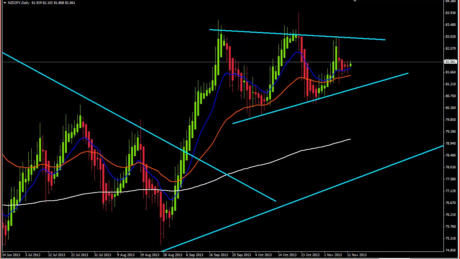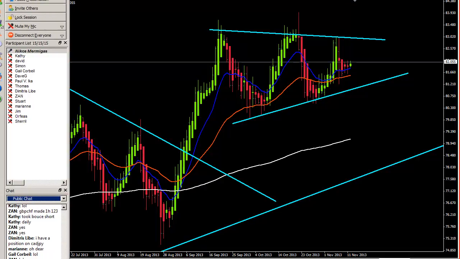I don't have the Dow on this chart, sorry. We check it tomorrow, okay? I think it's still at resistance. It did not break resistance yet, right? On the daily. Correct?